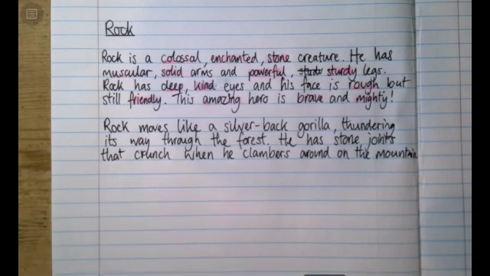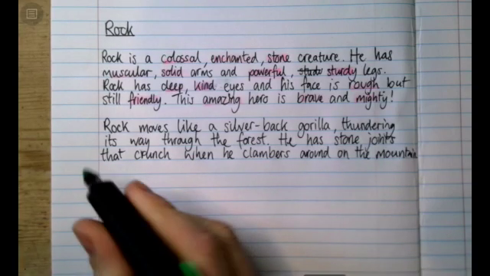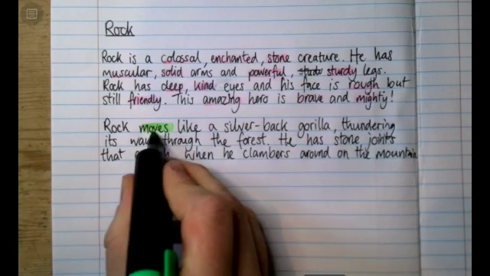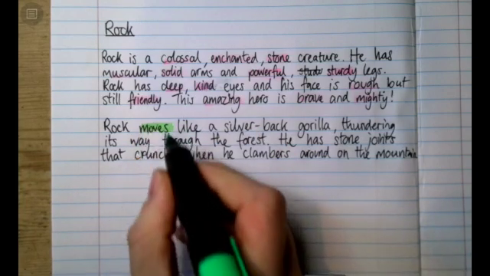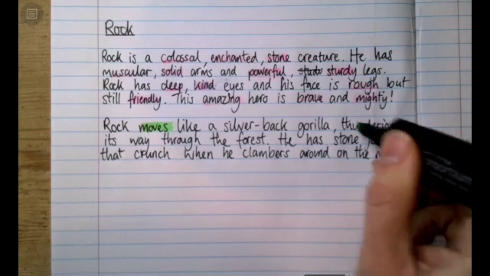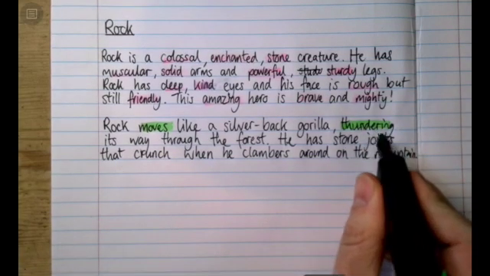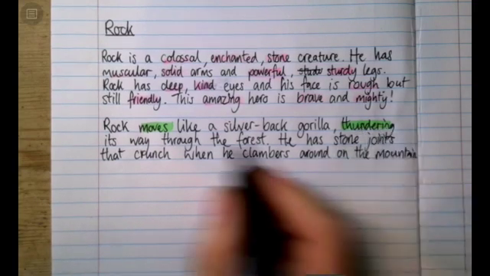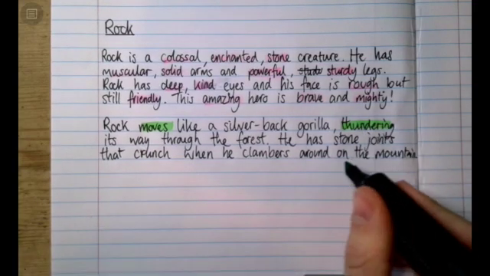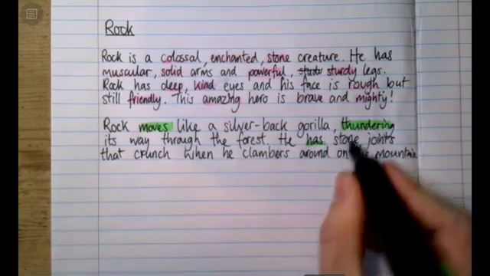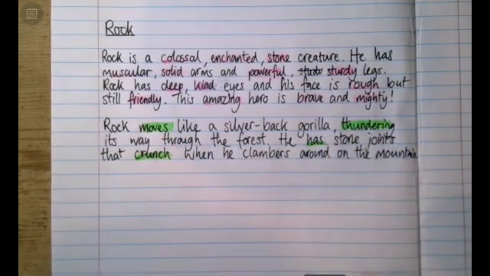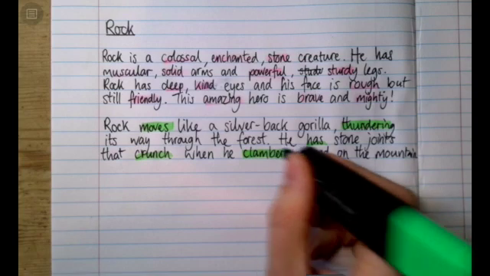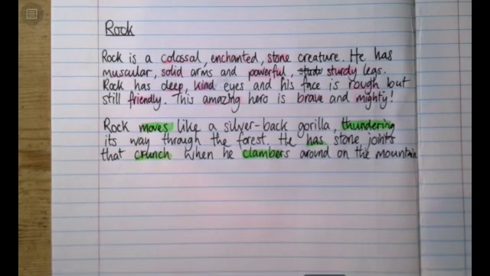Now, in this second part, we want the verbs, how it moves. So, rock moves, that's a verb, but maybe not the best one. You could maybe improve that. Like a silverback gorilla. Thundering, that's a great way of describing how something moves. Thundering its way through the forest. It's actually a metaphor, isn't it? Thundering its way through the forest. He has, that's a verb, stone joints that crunch when he clambers, that's it, around on the mountain. Okay, so there is our quick example.